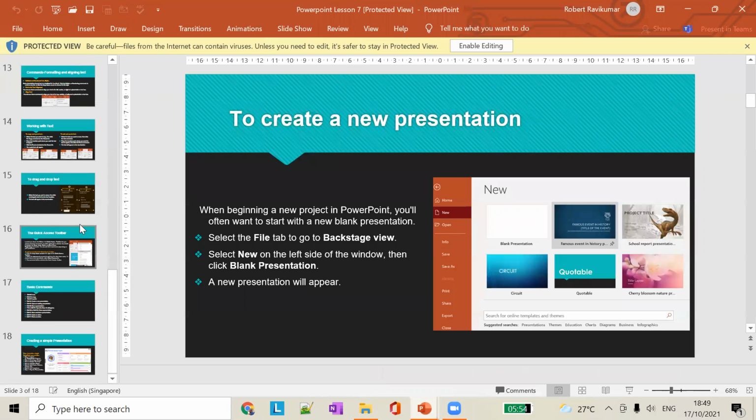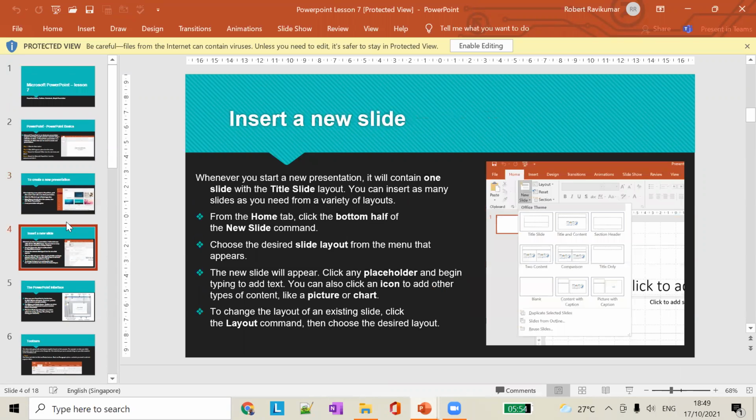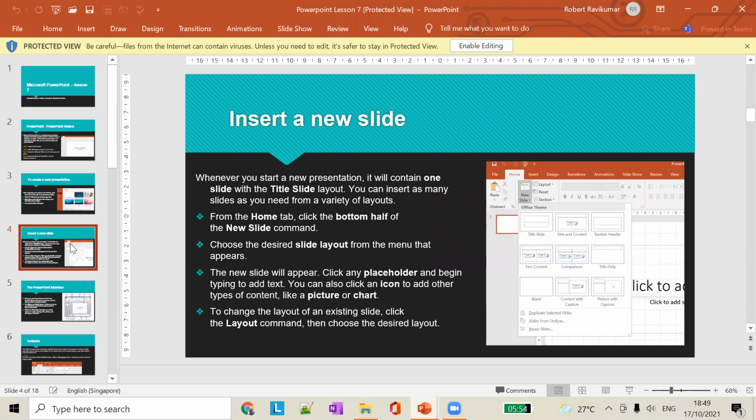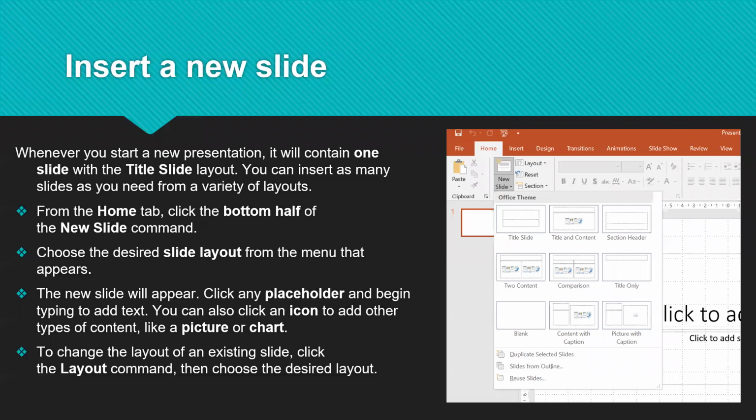So once we have created a new presentation, we've seen already how to create a new presentation, right? We opened the backstage view, clicked the blank presentation and opened a new window. So the next step is how to insert a new slide. Whenever you start a presentation, it will contain one slide with the title slide layout. Okay, the layout we saw, right? There's a default slide that will open, so it will have a particular layout which is called the title slide layout.